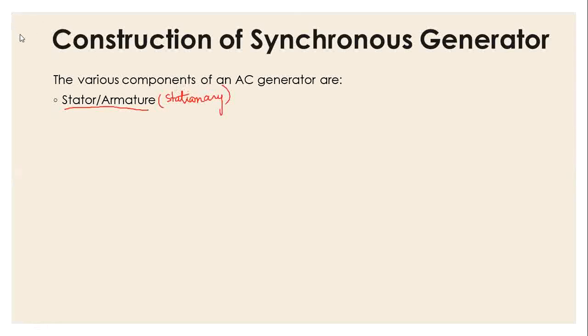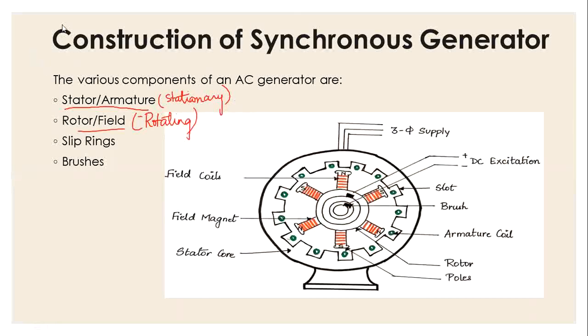Whereas the other part is called the rotor, or it is also called the field. And this is the rotating part of the synchronous generator. Another component is the slip rings and then brushes. So let's see, this is the figure representing a cross-sectional view of the synchronous generator, where you can notice all the different parts are marked.